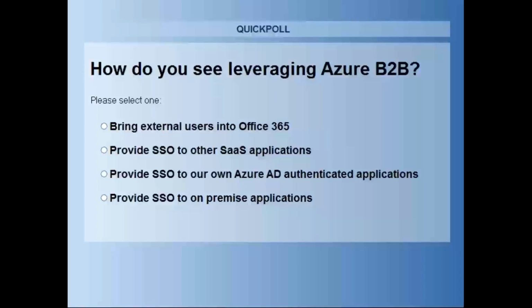So the obvious one, the topic that we've been talking about in this session, is to bring external users into your Office 365 and more specifically into your SharePoint Online. But I'm curious how many people are looking to provide single sign-on to other SaaS applications as well. Is there third-party applications? I'll show you some examples in a minute, like Ontario Association of Children's Aid Societies, where they're not only bringing their external users into their SharePoint Online, but they're also bringing it into Desire2Learn, which is a third-party SaaS provider. Or is there your own Azure AD authenticated applications, whether those are on-premise or up in the cloud that you've built, and you want to provide single sign-on into that as well?